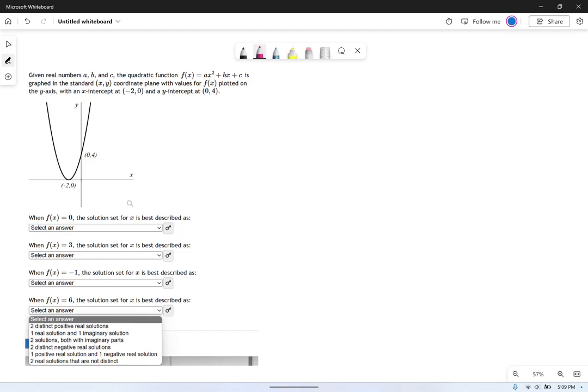And then the final one, down here, when f of x equals 6, that's like a line like this. The solutions for x are basically here and here. So you can see that's a negative solution and a positive solution, right? Here's the negative one. Here's the positive one. They're both real numbers. They might not be nice numbers. They might be crazy decimals, but you've got 1 real positive and 1 real negative. So that's this idea right here.